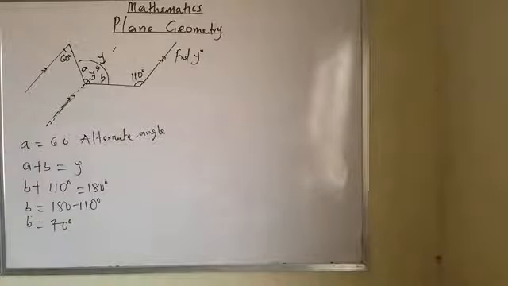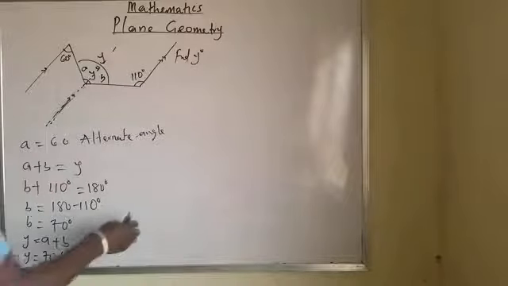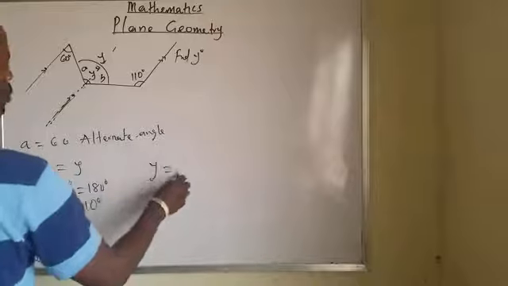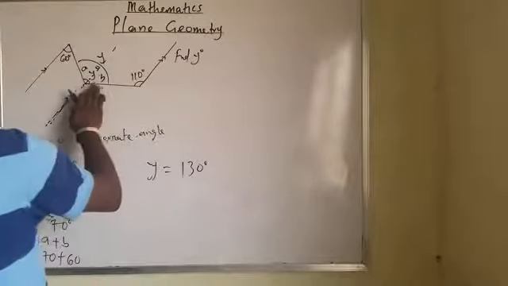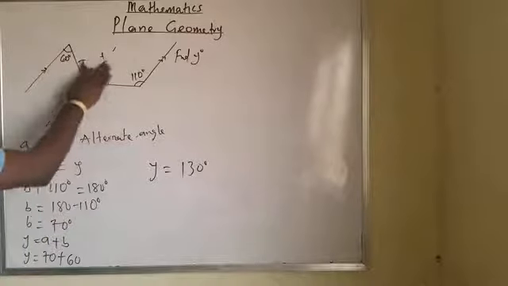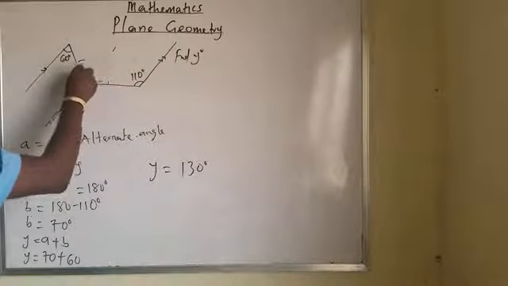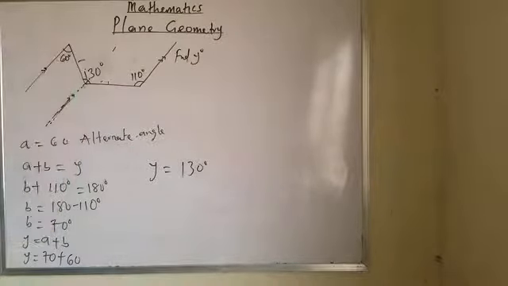Since I know that it's 70 degrees and my y will be equal to A plus B, it means my y equals 70 plus 60, which will be 130 degrees. It means my y equals 130 degrees. That is all I want to do.